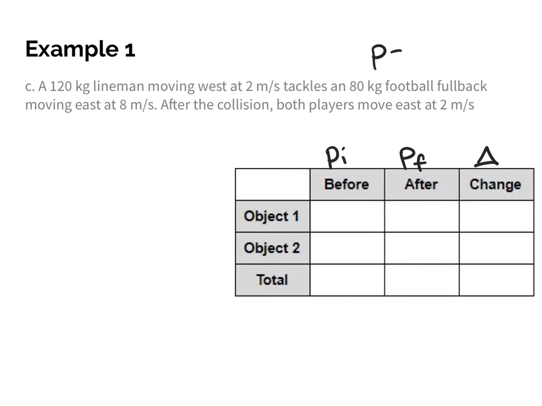Okay. Again, momentum is the mass times the speed. So if I want to know the momentum of, let's say, the lineman, okay, so I'll just put LM and FB for lineman and fullback. The lineman, what I'm going to do is take its mass times the speed. So I'm going to do 120 kilograms times 2 meters per second. So that would give me 240. And then I have the 80 kilogram fullback moving at 8 meters per second. So 80 times 8 would give me 640.